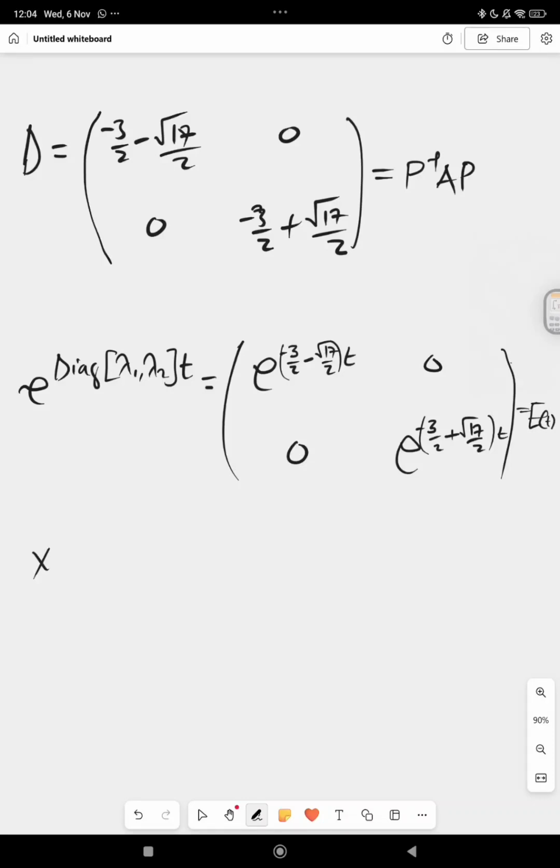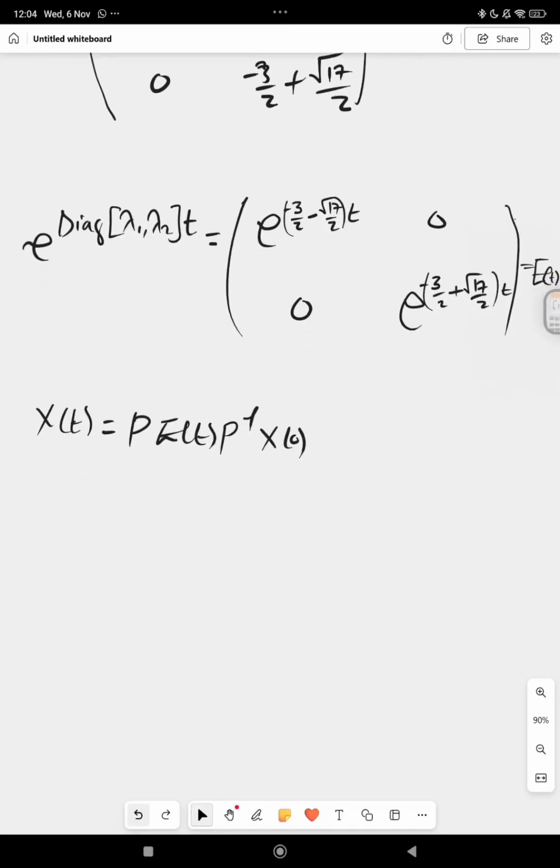So the solution of our system is given by P E of t, P inverse x of 0. Now this can sometimes be given. You just do matrix multiplication to find your solution. Since we have all these ingredients, we just substitute them and you can find the solution of the system.